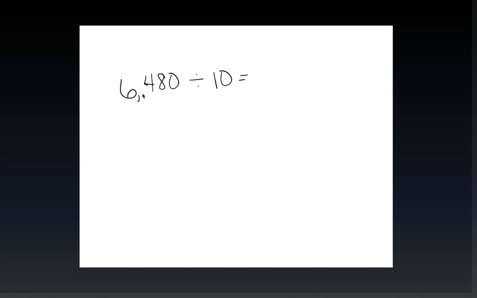So my same trick though, 6,480 divided by 10. I have a 1 as my first digit. So I take this here and I say, how many zeros are on it? There's 1 zero. So I'm going to take my zeros away from both sides, and I'm left with 648. So 6,480 divided by 10 equals 648.